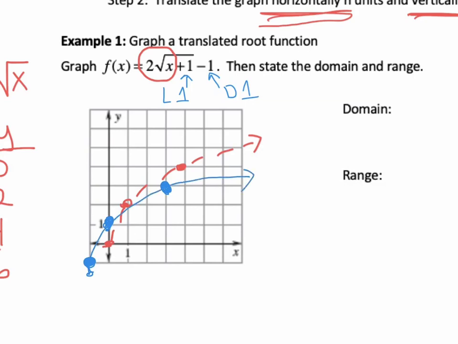Ta-da! I graphed a square root function. It's always going to look like half of a sideways parabola because parabolas are x squareds, and a square root and x squared are inverses. Alright, now on to our domain and our range. So this graph started at -1 and went to positive infinity for my x values. And the first y value I plotted was also at -1, and then that also went to positive infinity.